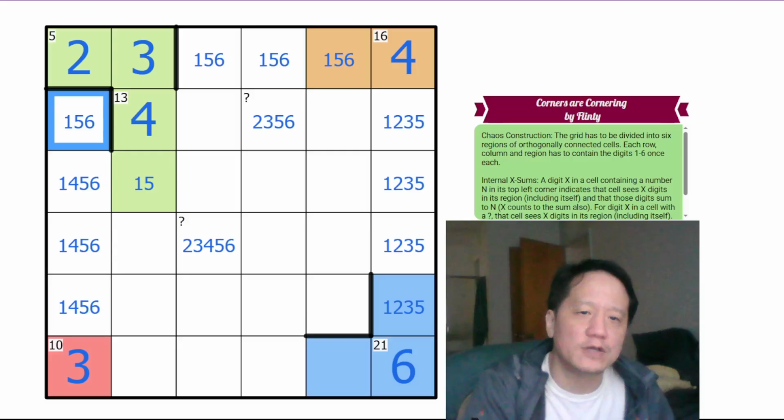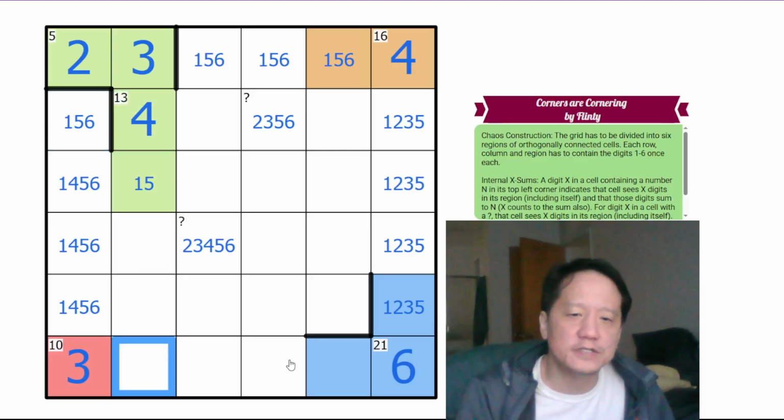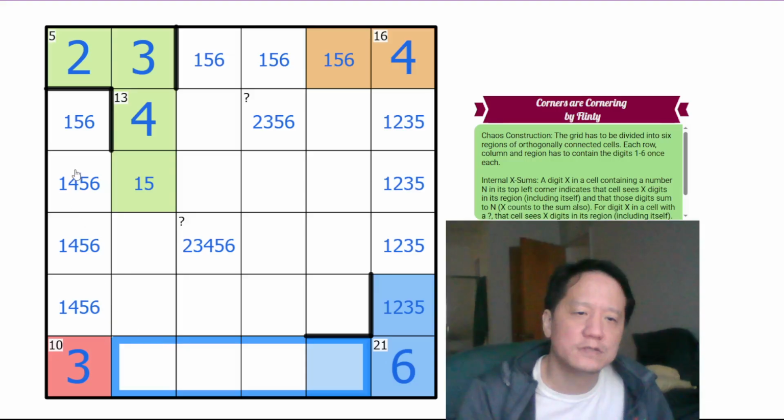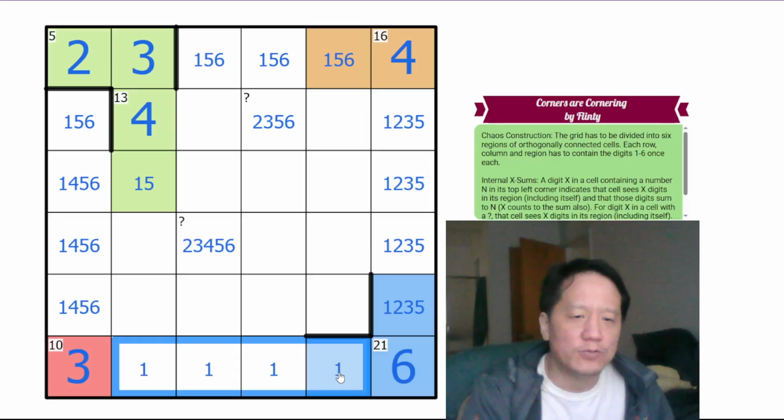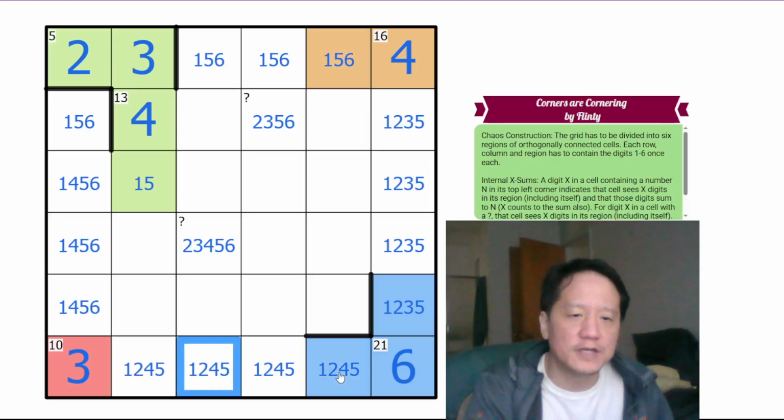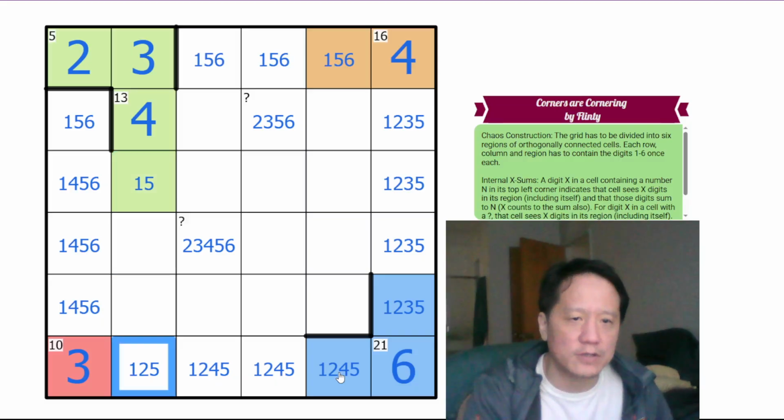No 4 being here. Remaining digits in row 6. Did I say? I meant column 1. I don't know if I said column 1. 1, 2, 4, 5. And this can't be 4 because of 4 in the column.